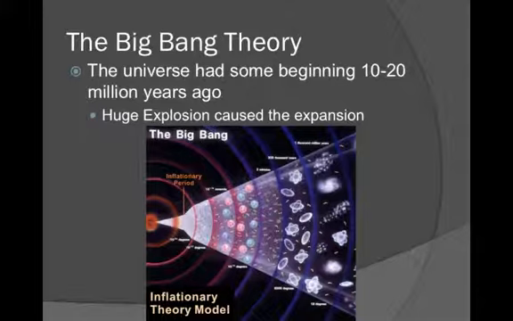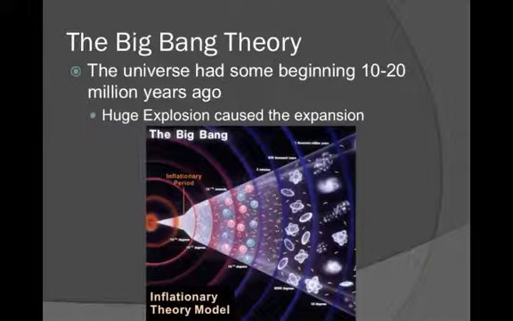So basically this theory says that the universe had some beginning 10 to 20 million years ago, and some huge explosion caused this expansion. It's like all matter was in a really tight wound-up ball, and something caused it to explode, and all the matter started exploding outward. Technically, out there in space, is there anything that's going to stop the movement? No. So they're just going to keep expanding until eventually they start colliding with each other, or they're so far apart that we can't get to each other.